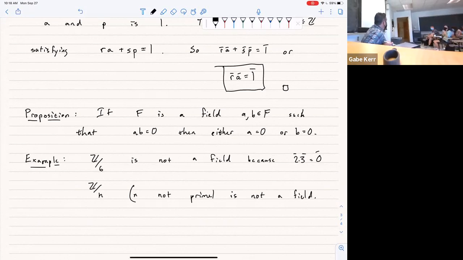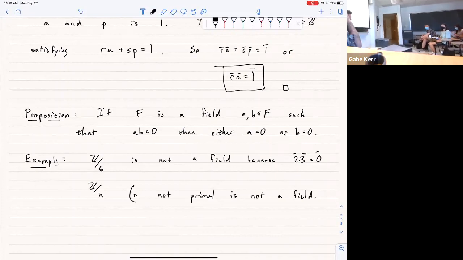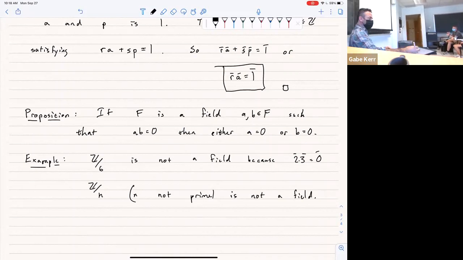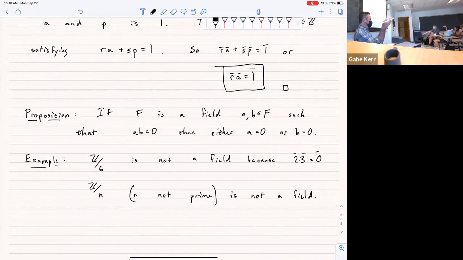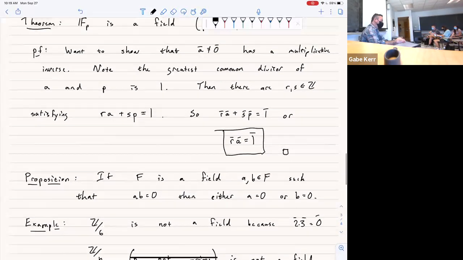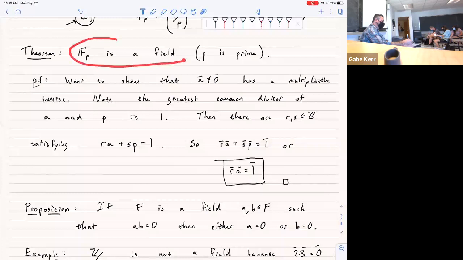Just a question about notation. When you put the bar above it, are you saying like mod, whatever? Yeah, I'm taking the congruence class, so it's just working mod that number. That's right. And this is the same reason. Just take 2 factors of n. You take their product, that's 0 mod n, but the factors aren't 0. So I'm just trying to say, the only time we do get a field here is when we have this prime.